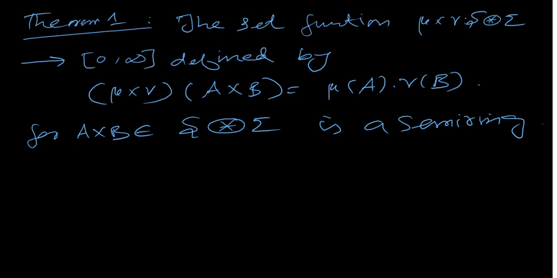Okay, so this can be thought of as the generalization of the area, or you can say volume. If you take these two, A and B, as subsets of the real line R, say intervals, then if you take the Lebesgue measure, the measure of the interval will be its length, so length into length, which is equal to the area.